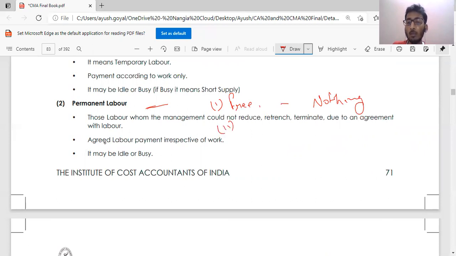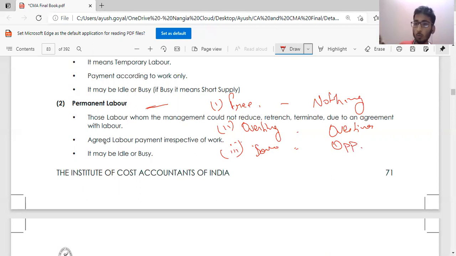Suppose permanent labor is working on overtime. So what would be the relevant cost? I can say overtime cost, because this is the amount which you are paying additionally to the permanent labor. Or suppose permanent labor is working somewhere else, and you are using that labor over here rather than on that other project. So what would be the relevant cost? It would be the opportunity cost, or the profit lost in that project just because you are using the labor over here rather than there.